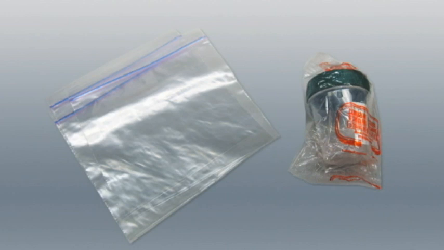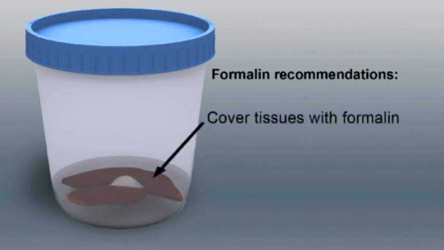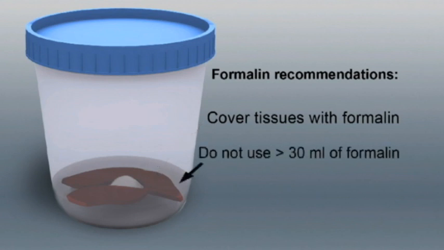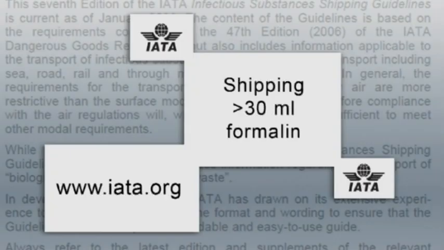Small jars with screw-top lids or sealable plastic bags work well for shipping. Fill the containers with just enough formalin to keep the tissues moist during transport. Keep in mind that the total volume of 10% formalin in the entire shipping container should not exceed 30 milliliters. Packages that contain more than 30 milliliters of 10% formalin require special labeling, documentation, and other pre-arrangements, and are therefore best avoided. For more information on how to send shipments exceeding 30 milliliters of 10% formalin, consult the following IATA resource available online.